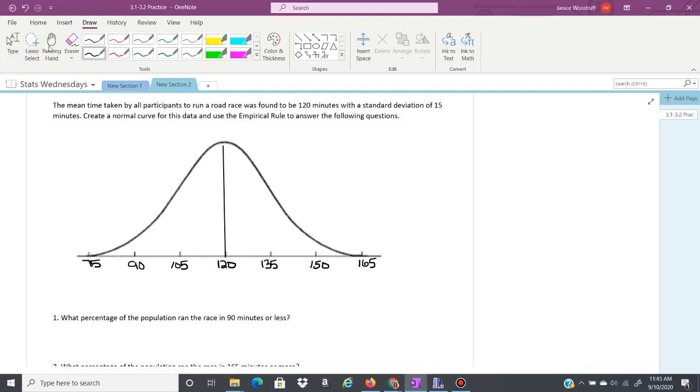Don't know why it doesn't let me grab. There we go. Kind of crooked, but it still works.